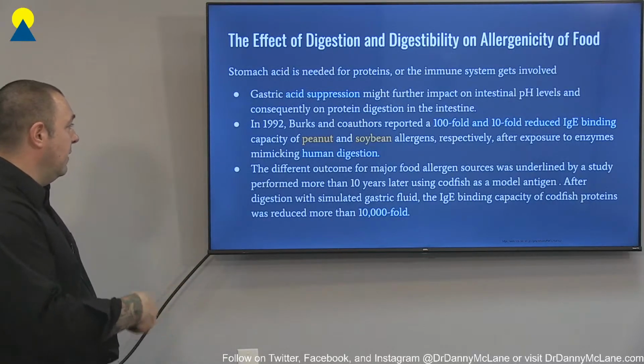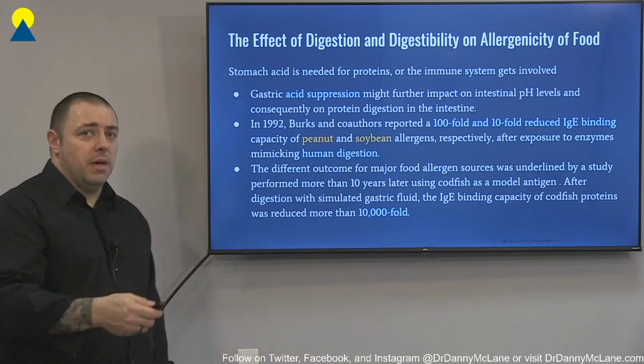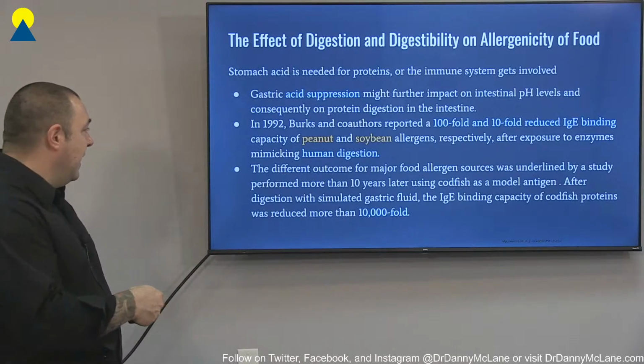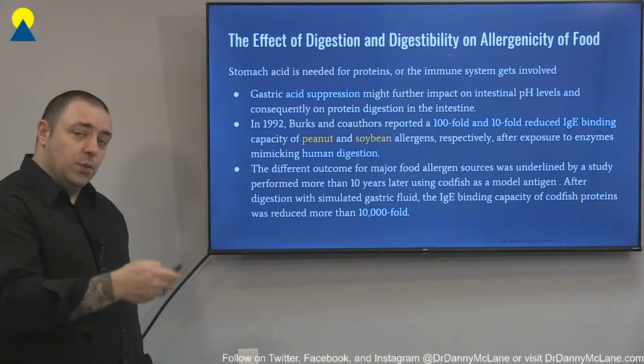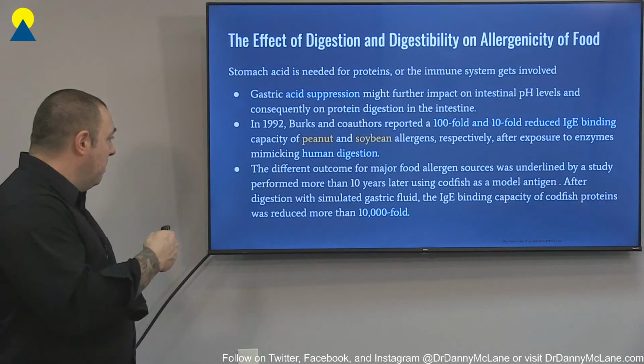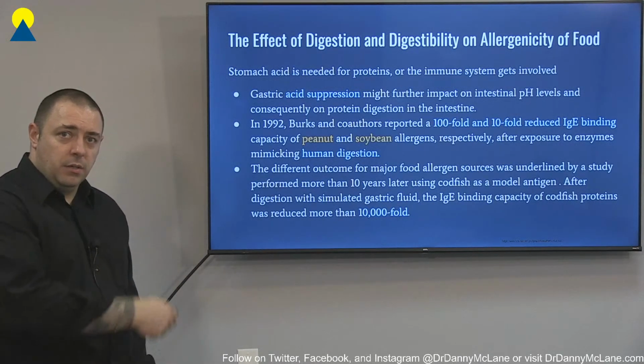Now, they did the same thing 10 years later using codfish as a model, and they found that it had a 10,000-fold reduction in its allergy-inducing capacity because of proper digestion. Moving on.